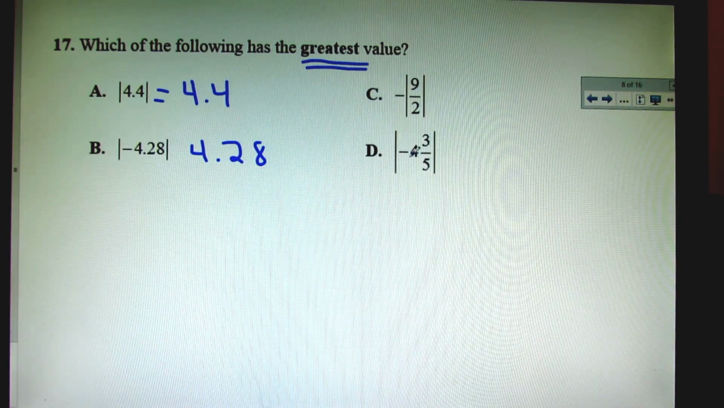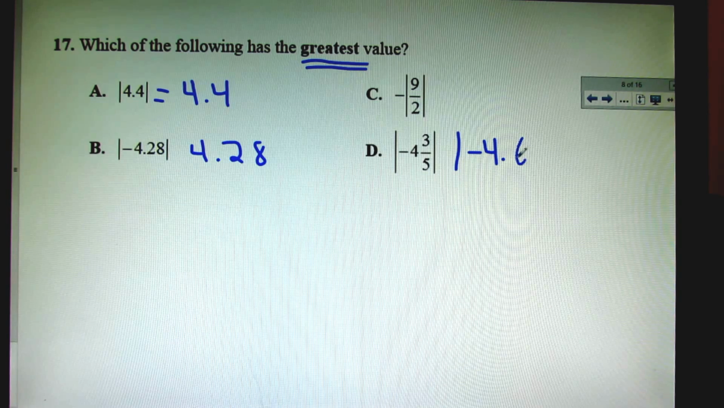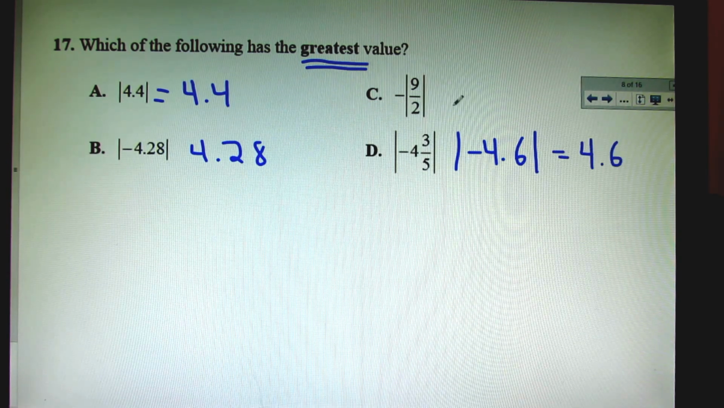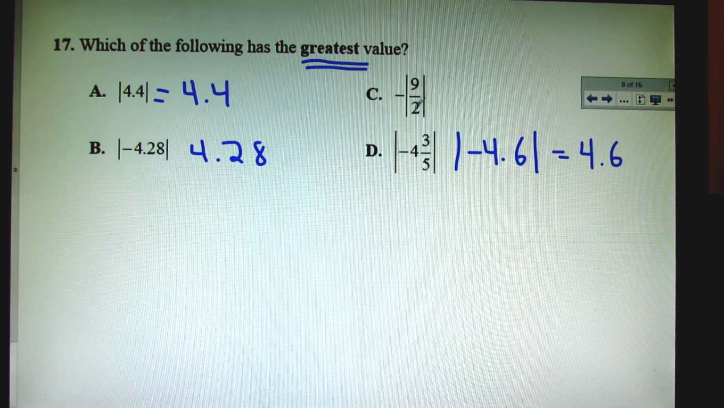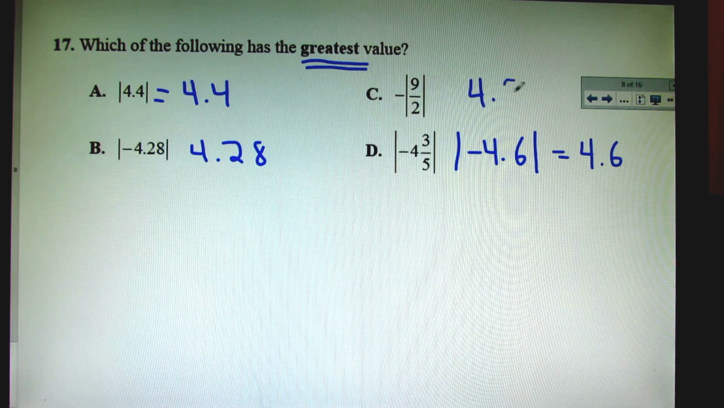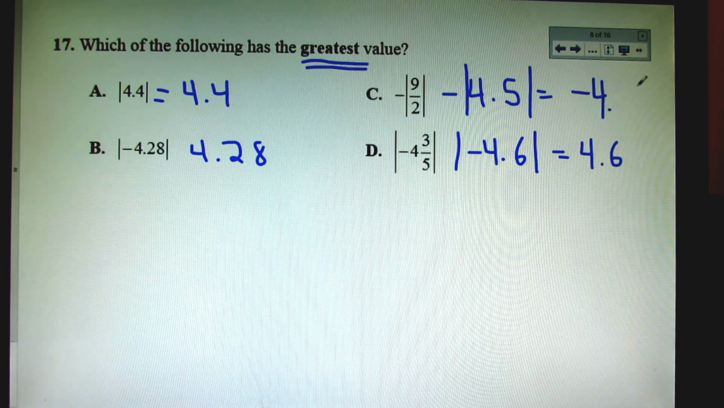Alright, I'm going to change this into a decimal before I start taking the absolute value. So in my calculator, I'm going to do negative 4 and 3/5, second fraction decimal button. Excuse me for my coughing. So I'm going to really be taking the absolute value of negative 4 and 6/10, which is just 4 and 6/10. This guy, 9/2. I can just divide 9 divided by 2. And I'm going to get 4.5. But again, this one's a little tricky because the absolute value is around the 4.5 and the negative sign is out in front. That equals negative 4.5.